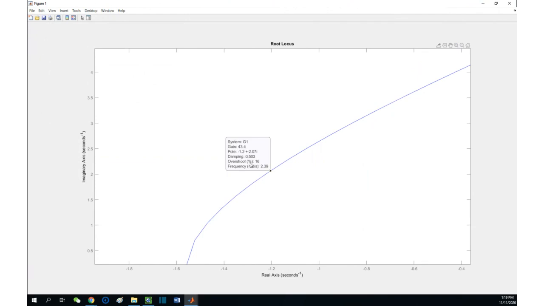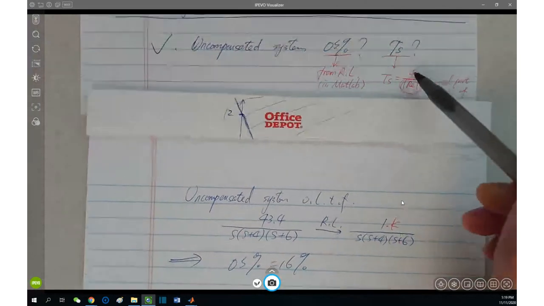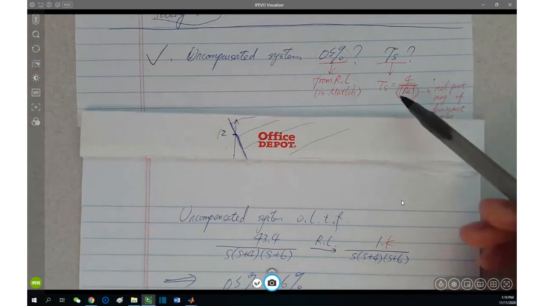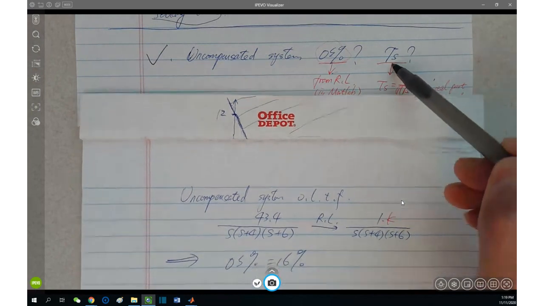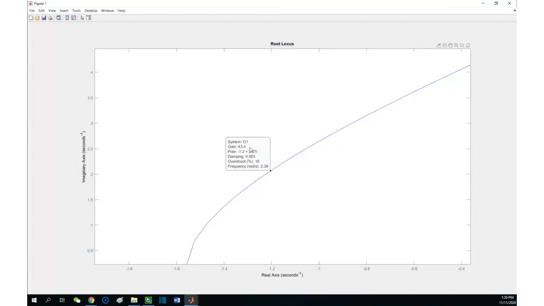And then we need two pieces of information. One is the overshoot. It's showing you the overshoot of the uncompensated system, 16%. Second thing you've got to remember, back to here, we also need the real part of the dominant poles, so that we can know the settling time. This is how we know the settling time from the root locus, because the root locus does not give you the settling time or any time value, right? So you have to estimate that based on the formula over the real part.